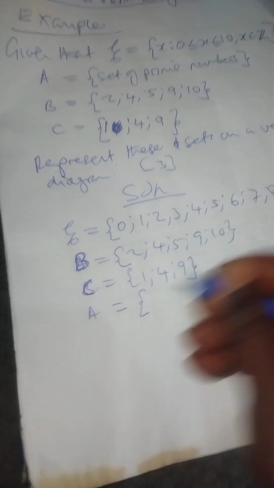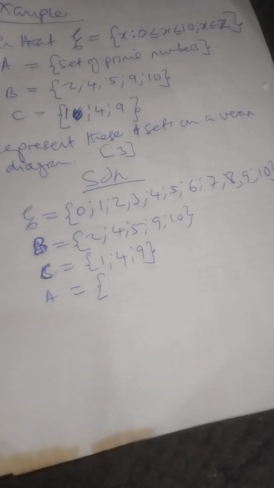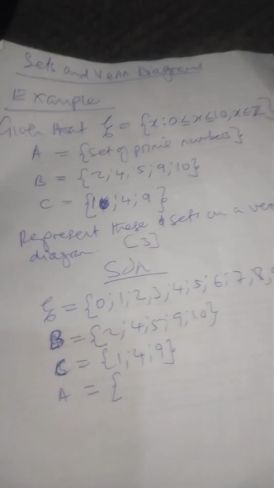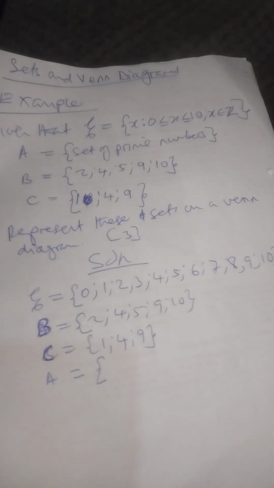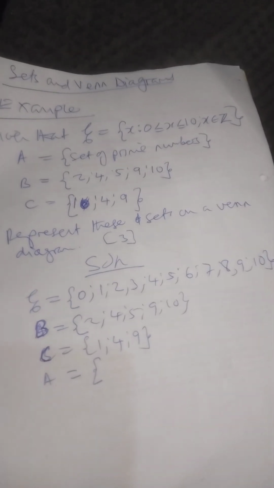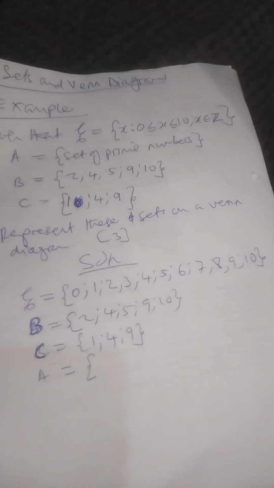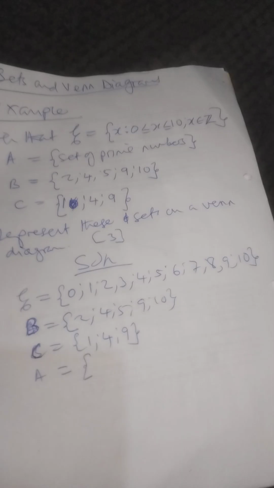So this question now, prime numbers, what are they? What is a prime number? A prime number is a number which contains only two factors, which are 1 and itself.